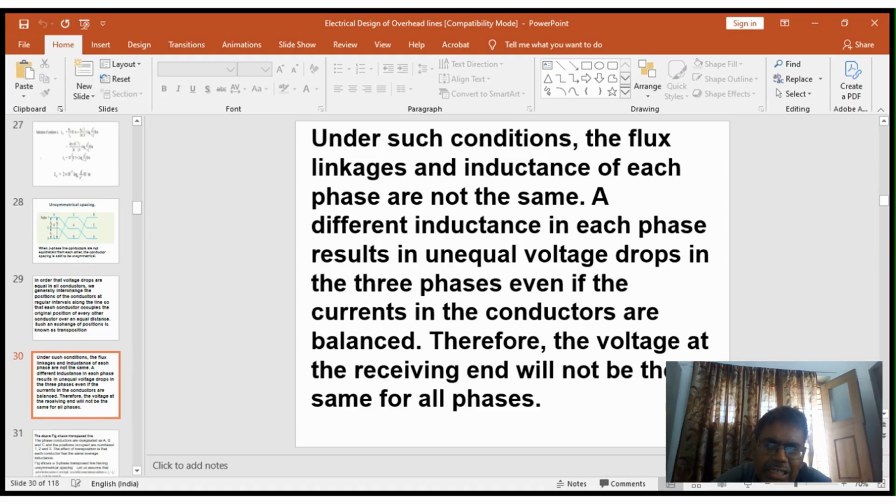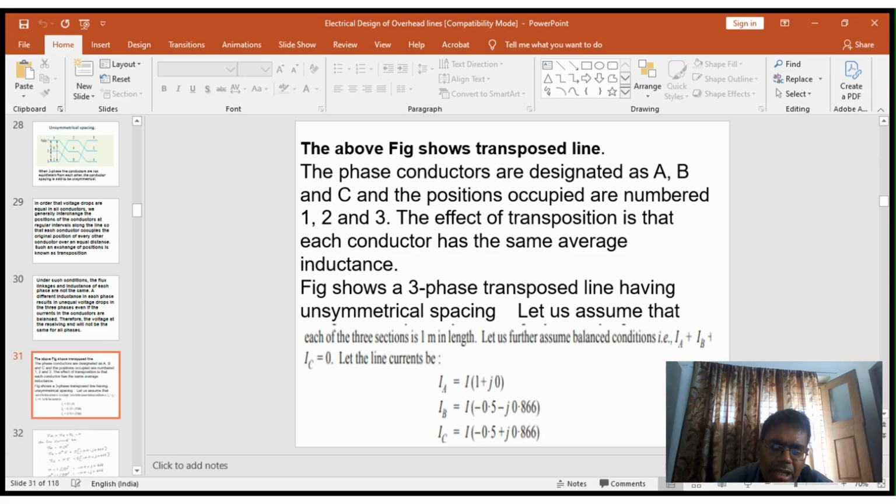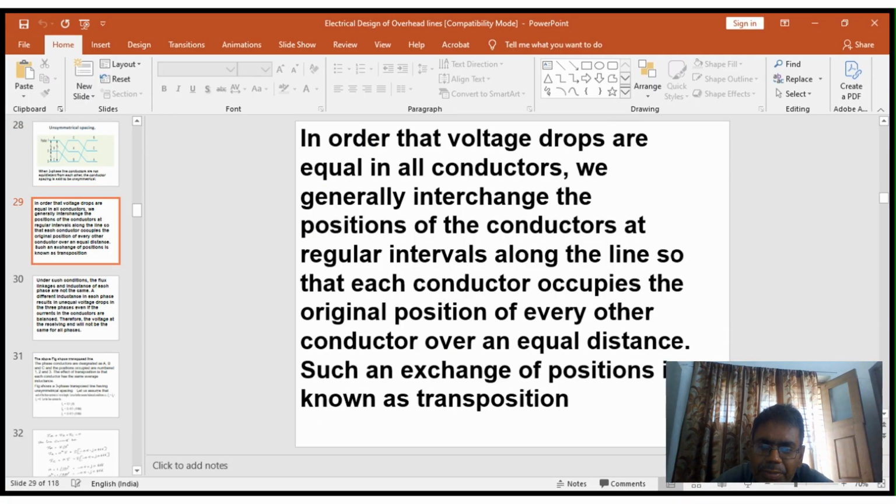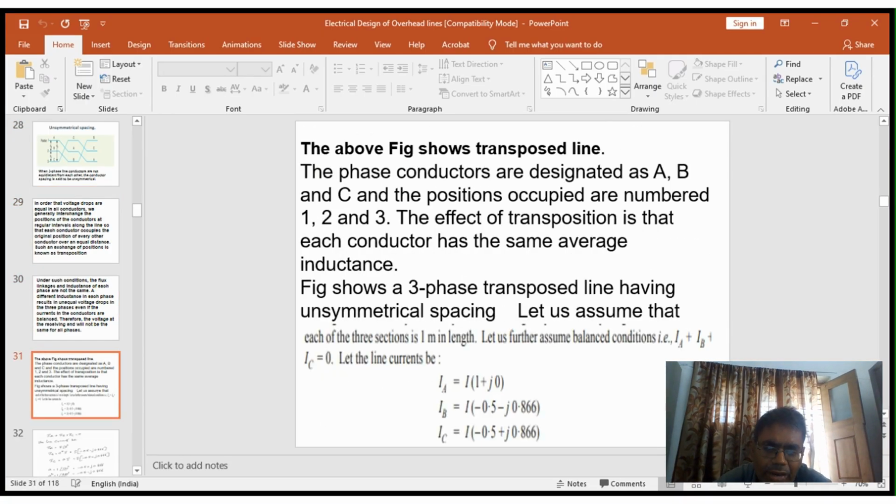Under such conditions, the flux linkages and inductance of each phase are not the same. A different inductance in each phase results in unequal voltage drops in the three phases even if the currents in the conductors are balanced. Therefore, the voltage at the receiving end will not be the same for all three phases. This figure shows the unsymmetrical and transposed configuration.